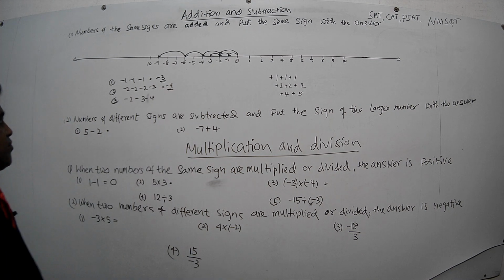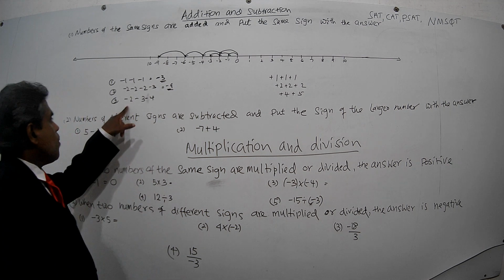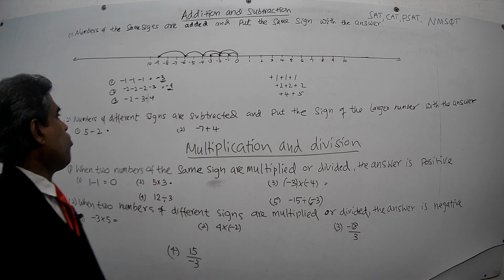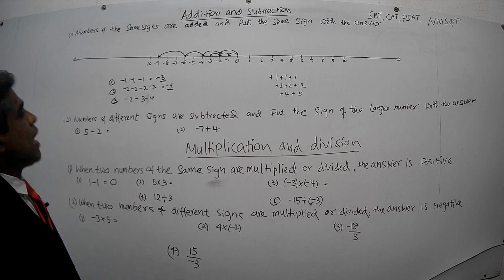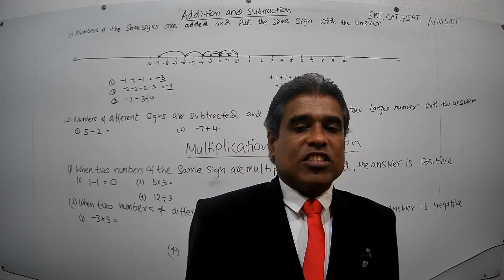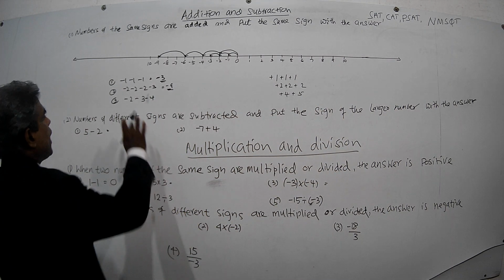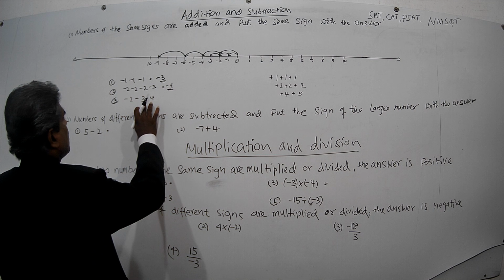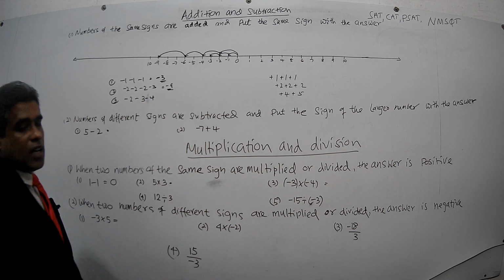Right, next one. Third one: -2, -3, -4. All 3 numbers have the same sign, negative. Now, according to the rule, numbers of the same sign are added and put the same sign with the answer. That is the rule. According to the rule, this will be -2, -3, -5, -4, -9. It will be minus according to the rule.